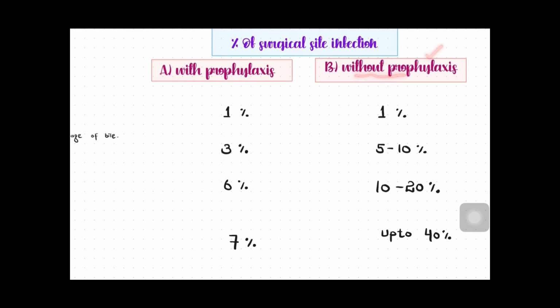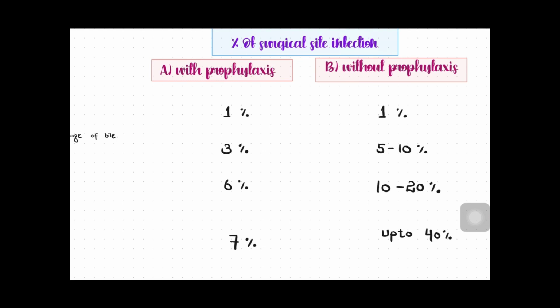Without prophylactic antibiotics or without prophylaxis, the percentage of surgical site infection in these four wounds is like this: 1% in clean wound, 5 to 10% in clean contaminated wound, 10 to 20% in contaminated wound, and up to 40% in dirty wounds. So you have to remember this side of the table like this: 1, 5 to 10, 10 to 20, and up to 40%.